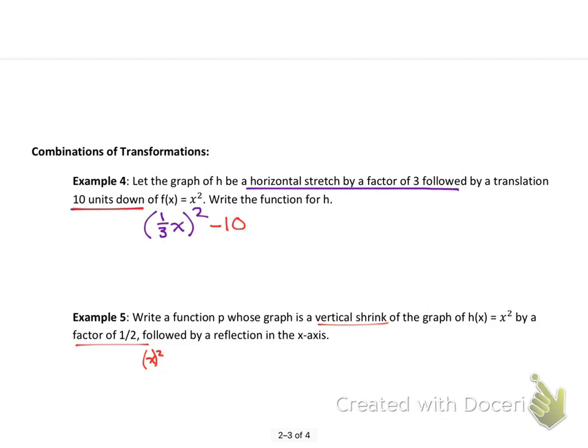Do we have to flip it? No, because it's not horizontal, it's vertical. So it stays the same. Now, I remember I can simplify that to 1/2 x squared, and it doesn't change anything.